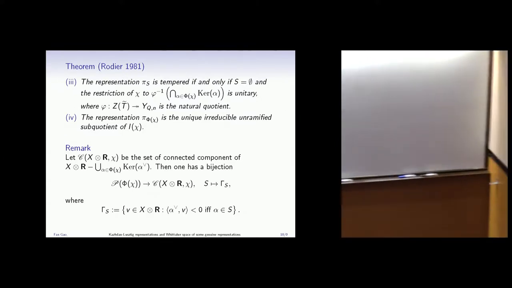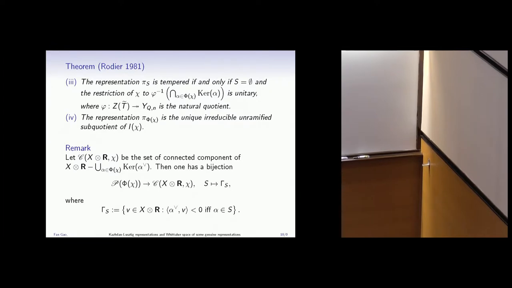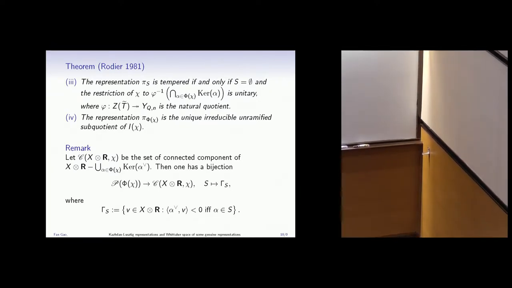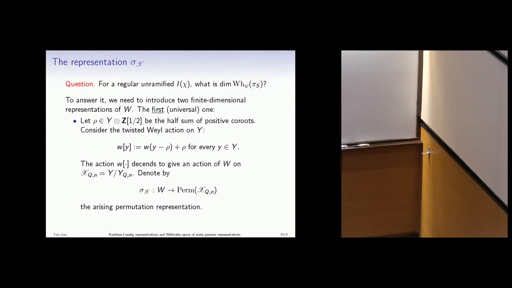Once you get this parametrization, now the question is, what's the Whittaker dimension? So to state the theorem, let me introduce two representations of the Weyl group. The first representation of the Weyl group will be this so-called twisted Weyl action. You pick out the half sum of all positive coroots. You twist your usual Weyl action generated by the reflections, and you have some well-defined action of your Weyl group on the cocharacter lattice.